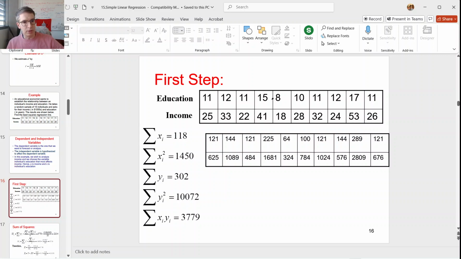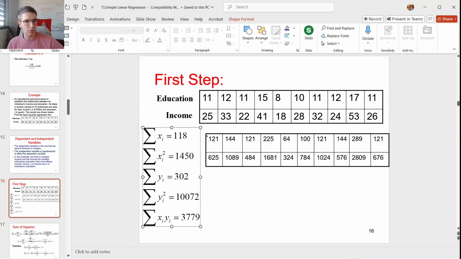So here we just have all the features associated with education and income, and we're going to calculate all the different components that we need. We need the sum of X, that's just adding all this up. So for education, we got 118. We're also going to take the square of each one of these, which I have down here. The square of 11 is 121. You add that all up, and you get 1,450.